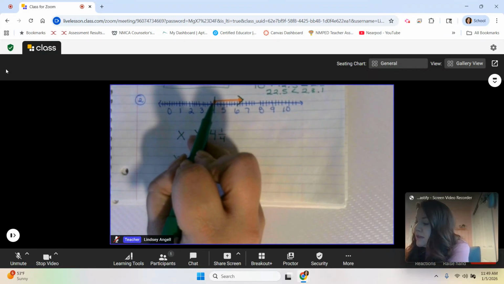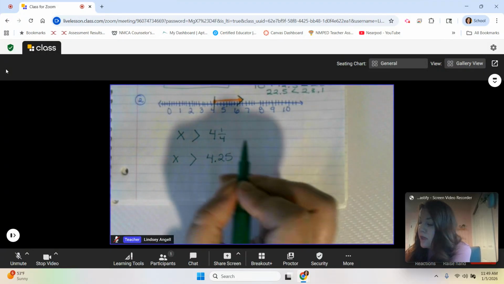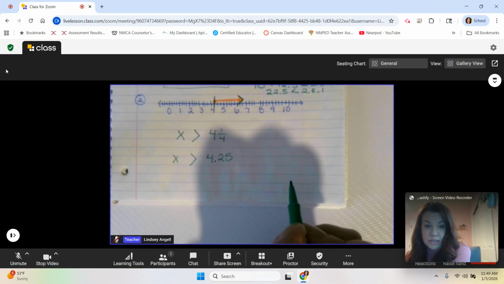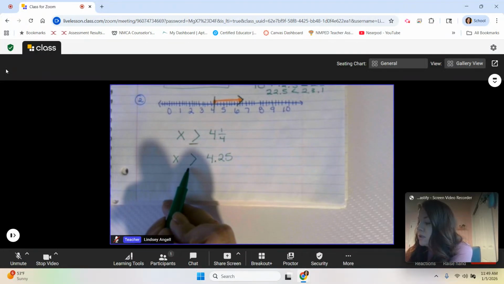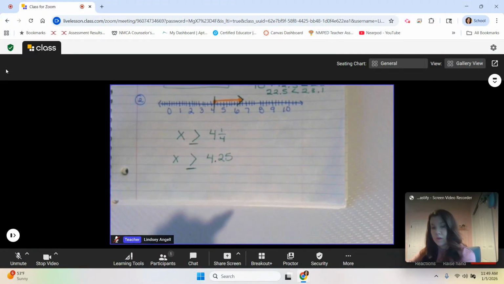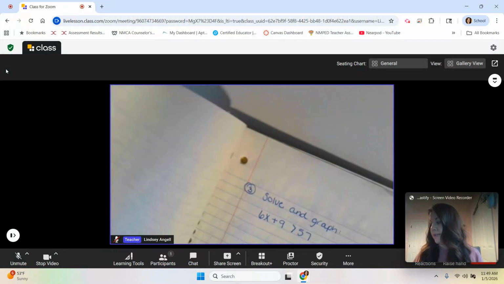But then the circle right over here on top of the 4 and 1/4 was colored in. So since it was colored in, it's a greater than or equal to symbol. Okay, you can't forget that. So keep that in mind as you're building those graphs, okay, or analyzing them.